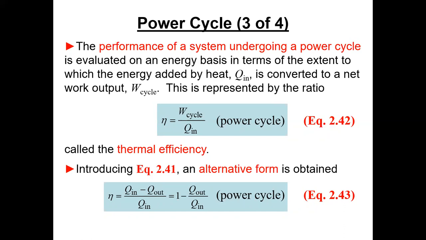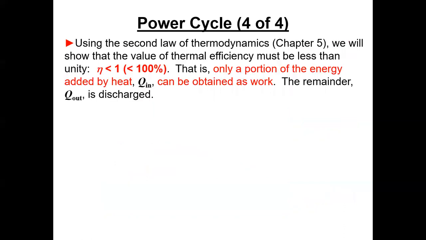Okay. Now, I will email this out again because, whoops, just a second. I've added a couple slides. I thought it was next, but I got one more here, so I'll do this one. Using the second law of thermodynamics in chapter 5, we'll show that the value of thermal efficiency must be less than 1. And that was my comment about you have to reject some heat from the cycle, and that makes that efficiency less than 1. So we'll see that, but that's a requirement.